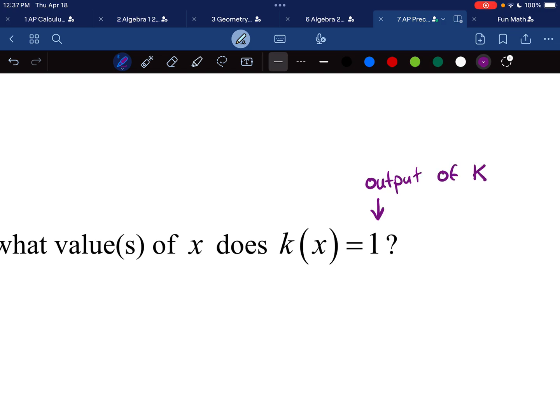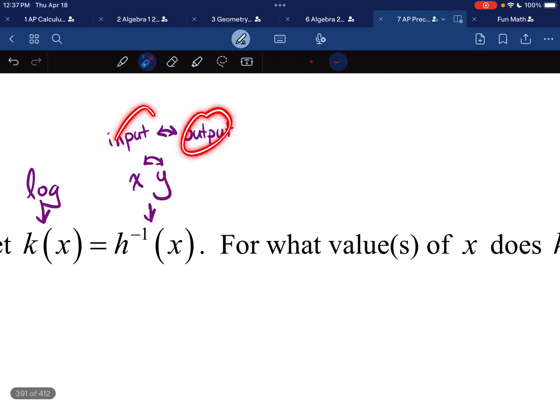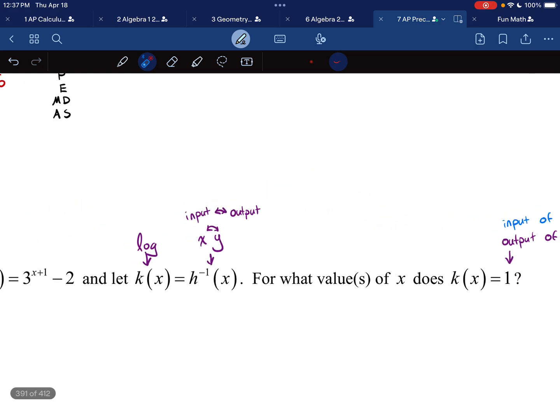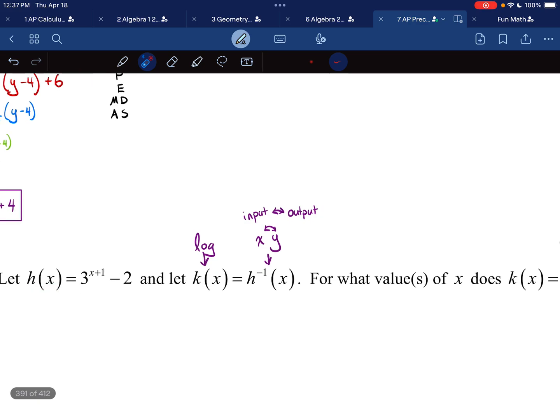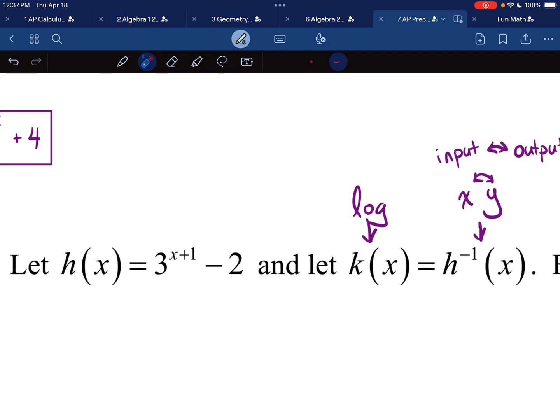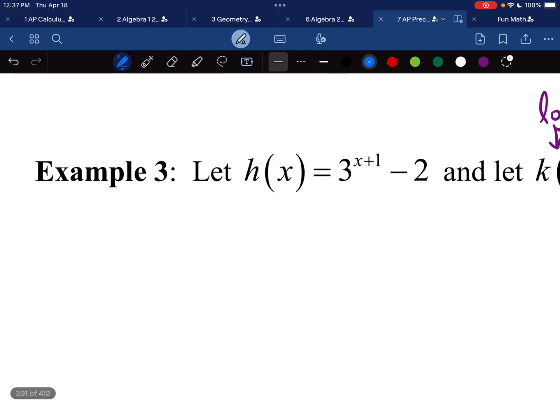of our function k, which means, because I'm switching my output with my input, this is actually the input of h. Those are the same thing. Output switches to input when you switch from the inverse functions, right? So the input of h is 1. That's what it's really saying here. We have a function h, it's right here, which means input 1 into h. So what it's really asking is, what is h of 1? That's all we had to do.